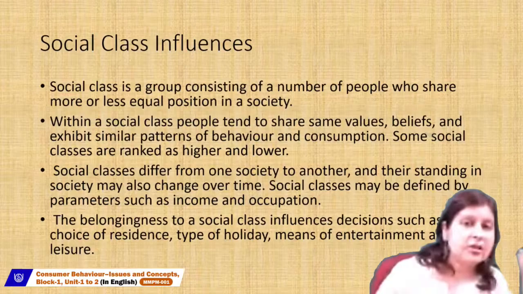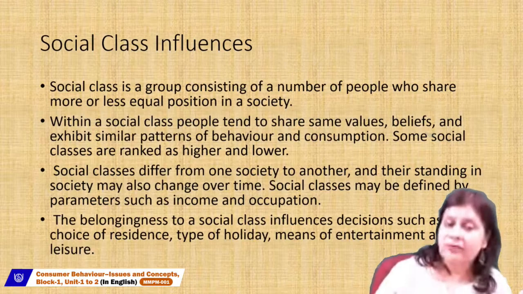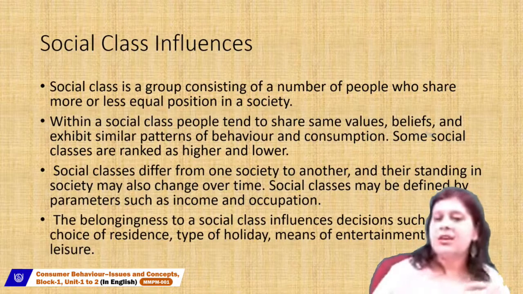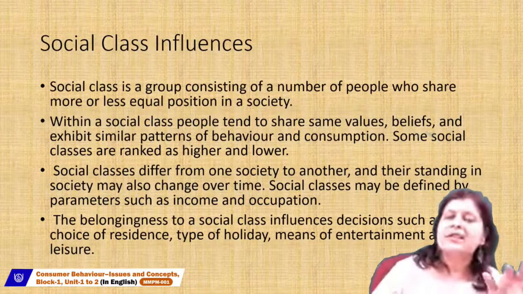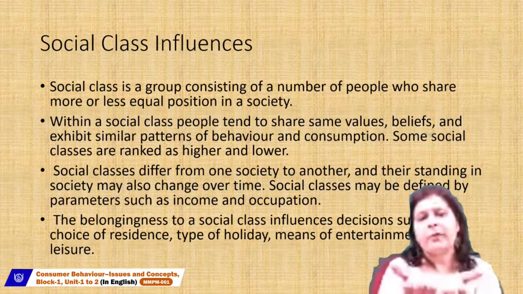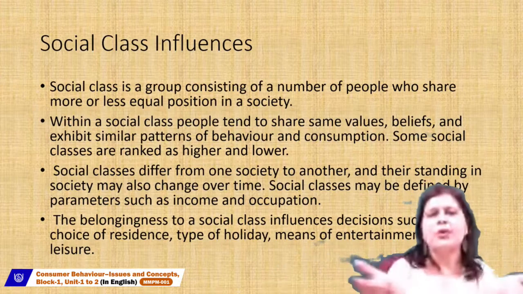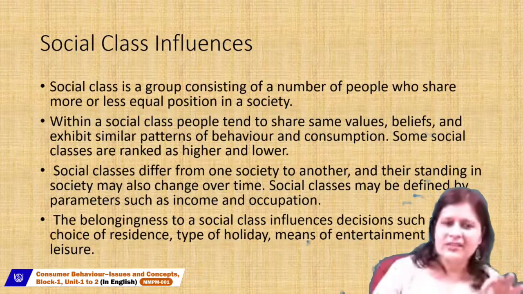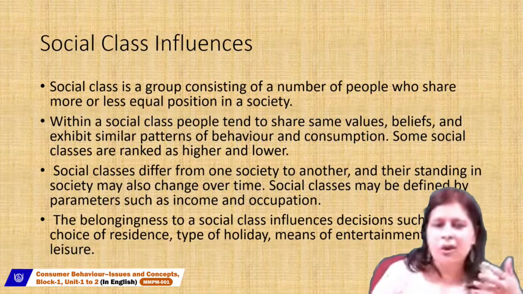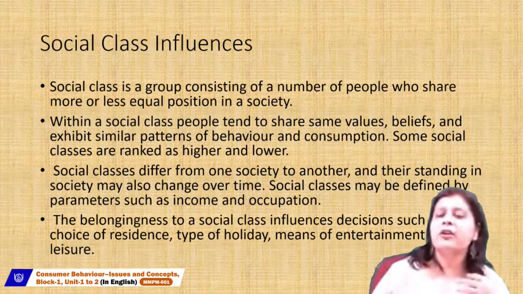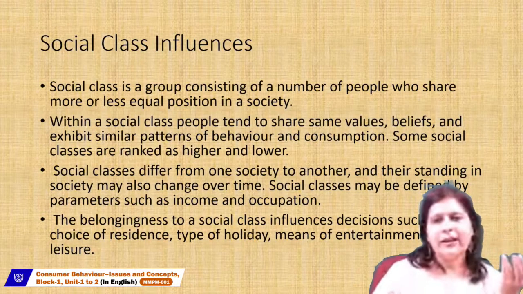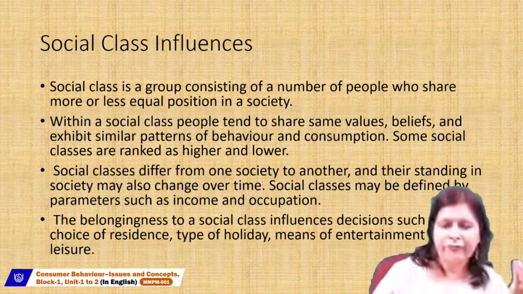Then apart from culture, social class influences the decisions, right? Social class is a group consisting of a number of people who share more or less equal position in society. When a group of people shares equal status in society, that is known as a class, right? Within a social class, people share the same values, belief systems, and norms, and exhibit a similar pattern of behavior and consumption. Some social classes are ranked as higher and lower, right? There is a ranking of classes.